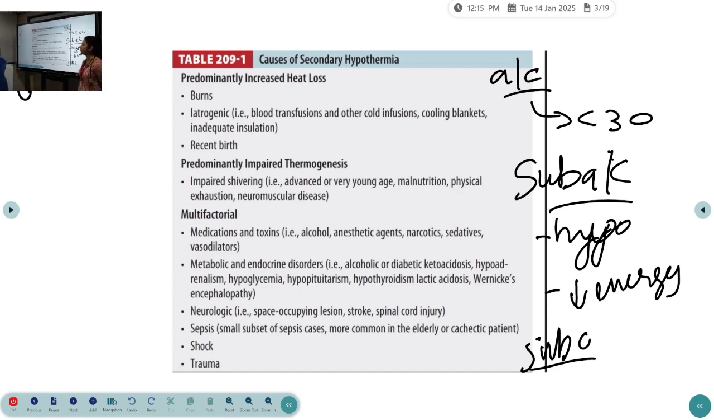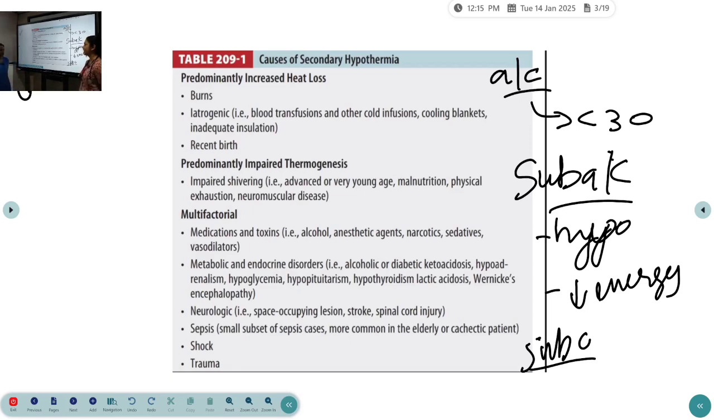Then based on age, can you tell who is more prone to hypothermia? Both extremes of age are more prone. Either very young or very elderly people develop hypothermia. In the young, the surface area is more compared to their body mass ratio, so the heat loss will be more in pediatrics. And their energy reserves also will be less because they are more active. Already their energy reserves are very low.